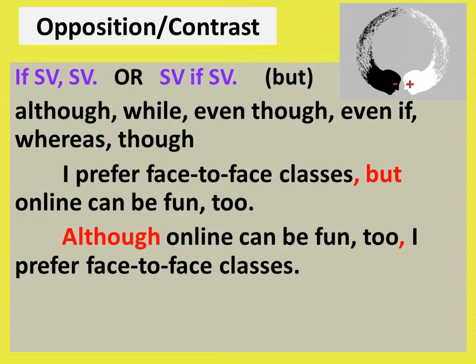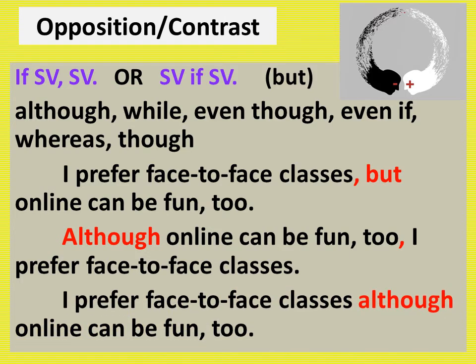We can flip this sentence around and say it this way. I prefer face-to-face classes, although online can be fun too. So that is subject verb, although subject verb. Notice there is no comma if the subordinating conjunction is in the middle of the sentence. Why? Just because of grammar rules.